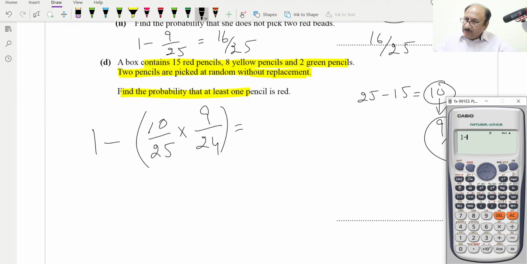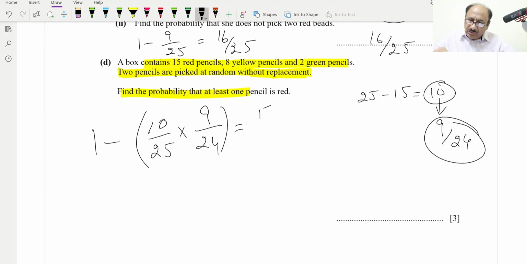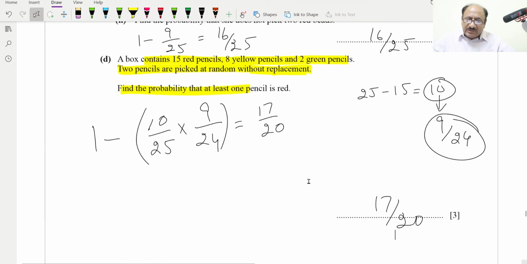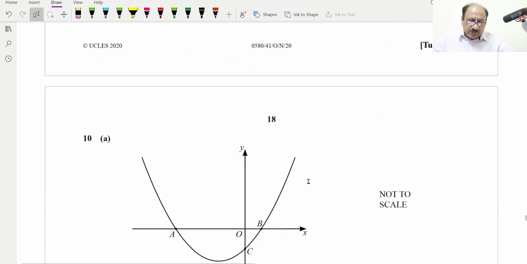And we can calculate 1 minus, in brackets we'll write 10 over 25 multiplied by 9 over 24. Basically we have made a mistake, it should be 24 over here, not 25. So this will result in 17 over 20. So 17 over 20 will be the probability for at least one pencil to be red.